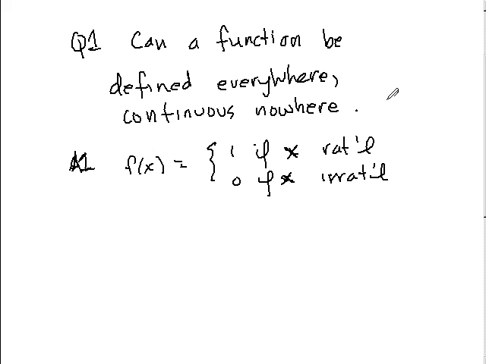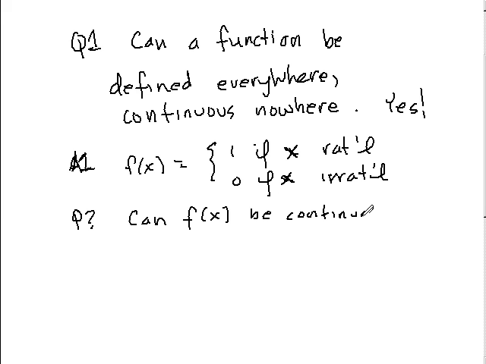Now let's ask another question. Question 2 is, can f of x be defined everywhere, but be continuous at one point? In other words, be discontinuous everywhere except at one point. So only at one point. And the answer is yes. Does anybody have an example of such a function?